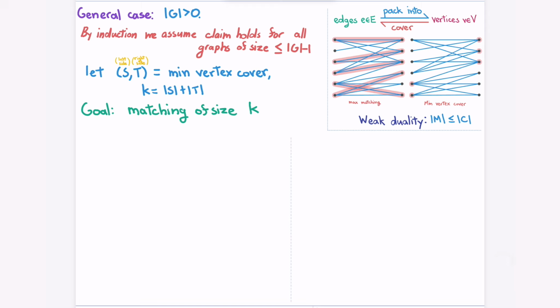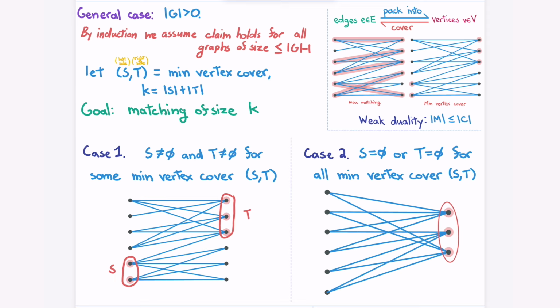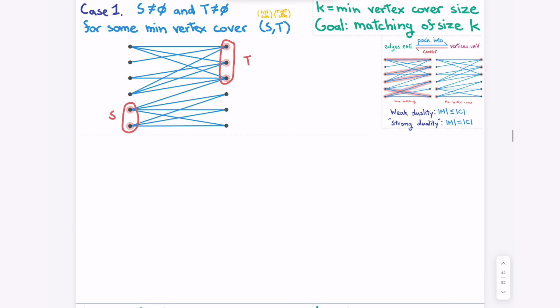That's okay. So we're going to break this down into two cases. In the first case, there's some minimum vertex cover, so it has to be optimal, that has vertices on both sides. In the second case, every minimum vertex cover has all its vertices on just one side. So the second case is sort of this extreme polar case. Now, in this first case, there is a minimum vertex cover with vertices on both sides. And we're going to break that down.